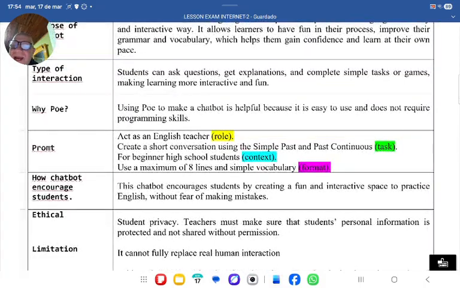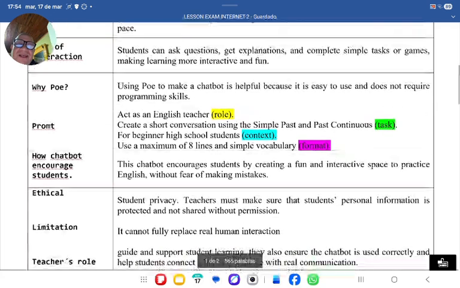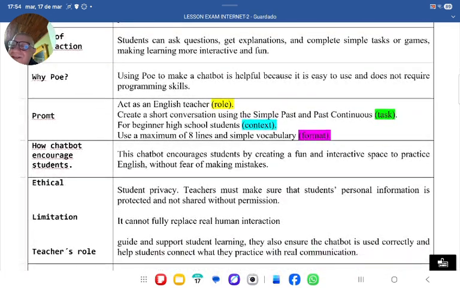Why am I going to use this chatbot? In my case, I use Poe, because using Poe makes the chatbot easy to use, and you don't need great knowledge of programming or computing to make a good chatbot.